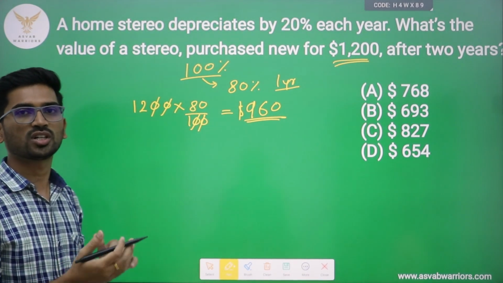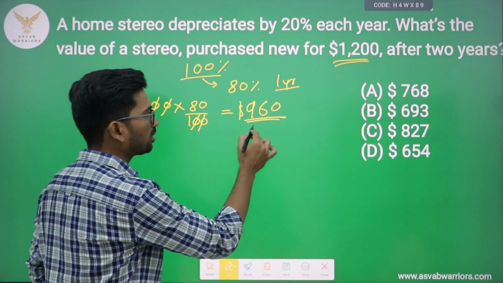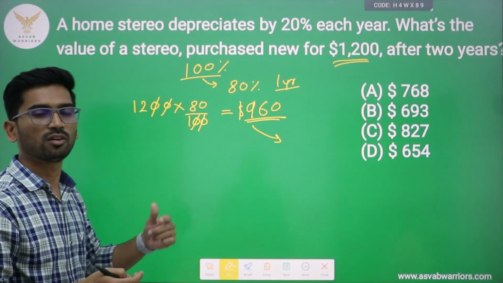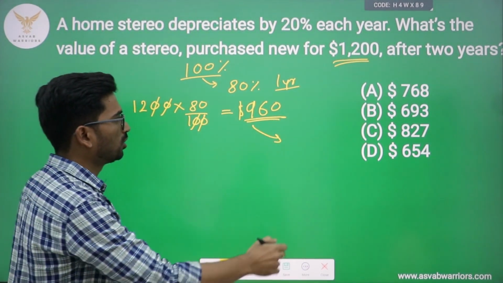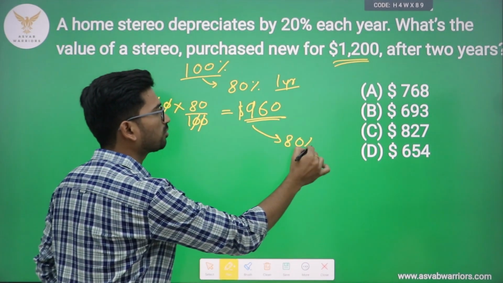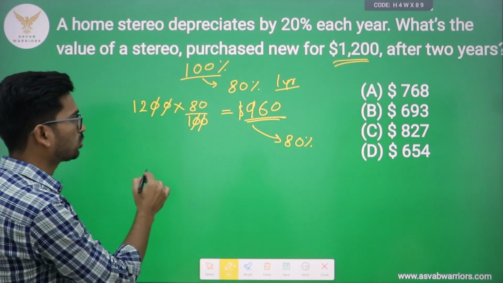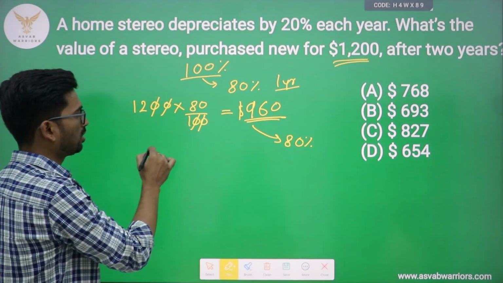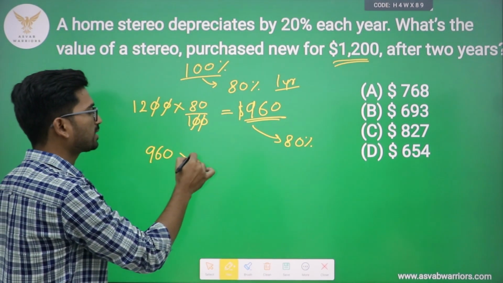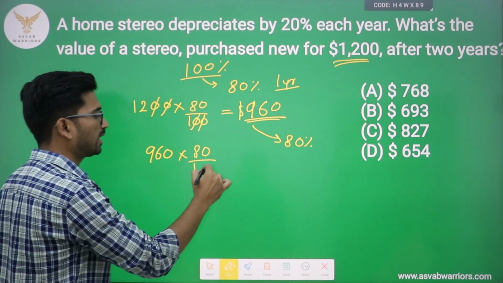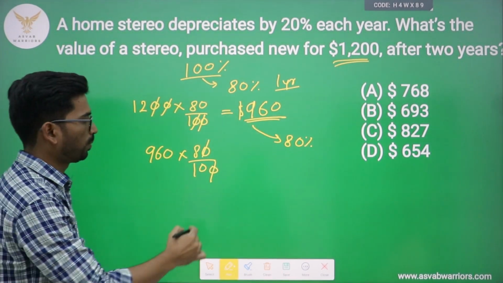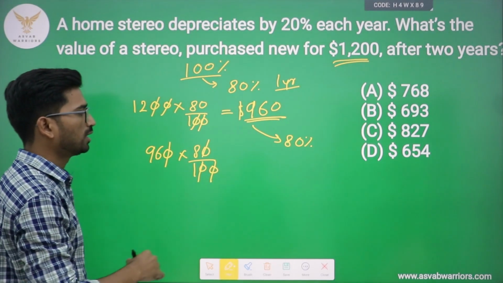Now again it will depreciate by 20%. It means after 1 year the value will be 960 and after 2 years it will depreciate again by 20%. So the value will remain 80% of this value after 2 years. So again we will need to calculate the 80% of 960. How to do that? Again 960 into 80%, that is 80 by 100. This 0 will get cancelled out with this 0 and this 0 will get cancelled out with this 0.